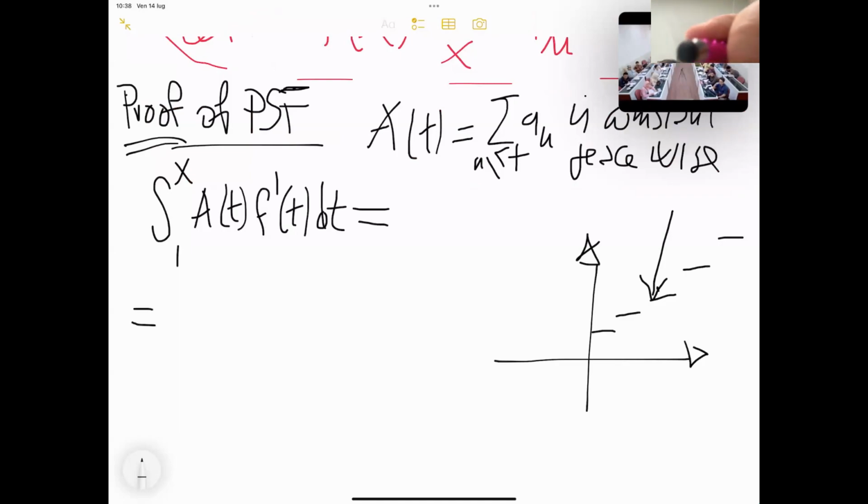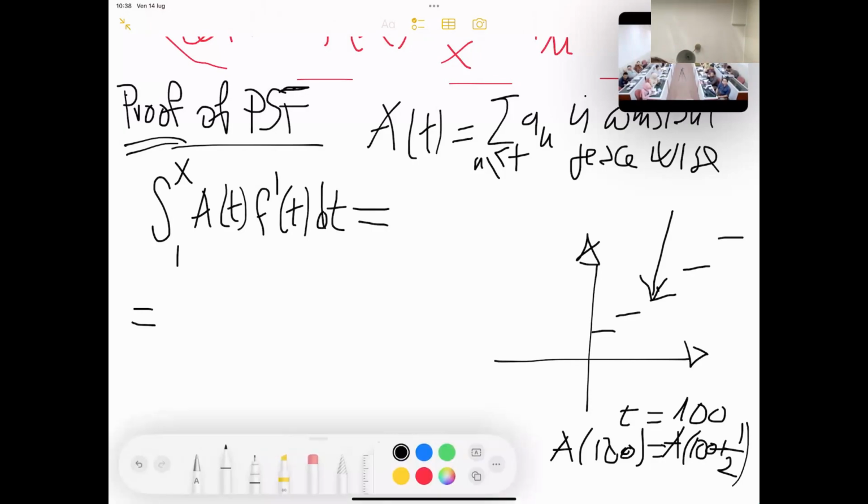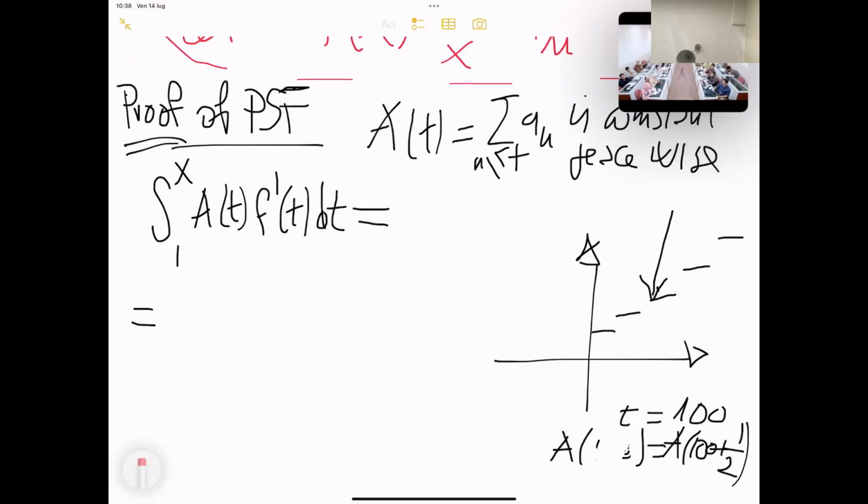So if we take t equal to 100, then A of 100 is equal to A of 100 plus 1/2, right? Simply because between 100 and 100 plus 1/2, there are no other integers, right? Sorry, my pen is always giving me trouble. I used to have a better pen, but I cannot find it anymore.